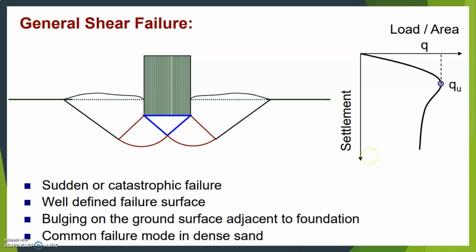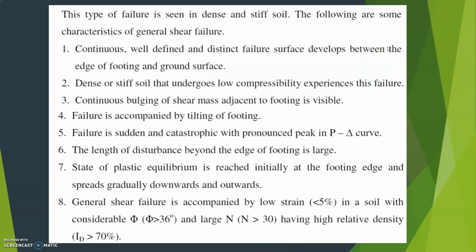accompanied by tilting of the footing. Such a failure occurs in soils of low compressibility, that is dense or stiff soil, and the pressure settlement curve of general form is as shown in the figure like this. So this is about the general shear failure.